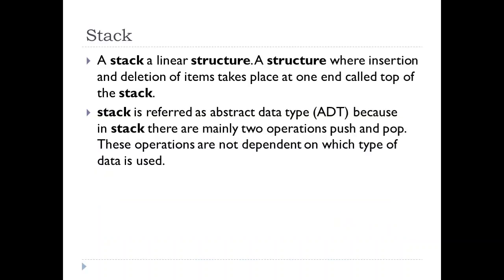So stack is a linear kind of data structure. It is stored sequentially as if an array is stored. It is a data structure where insertion and deletion of items takes place at one end, and that particular end is called the top of the stack. If we implement the stack using an array, it has two ends. It starts with index 0 and ends with index n minus 1.